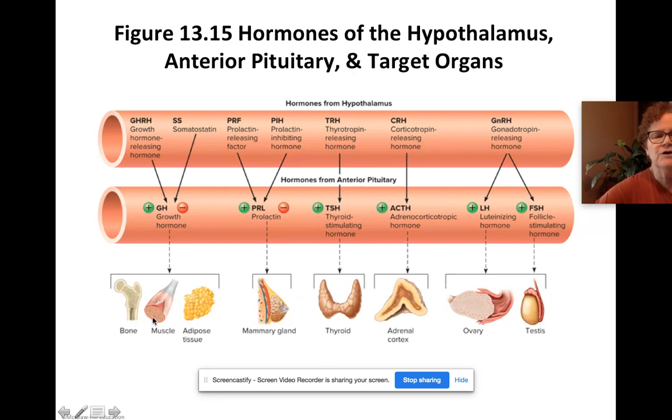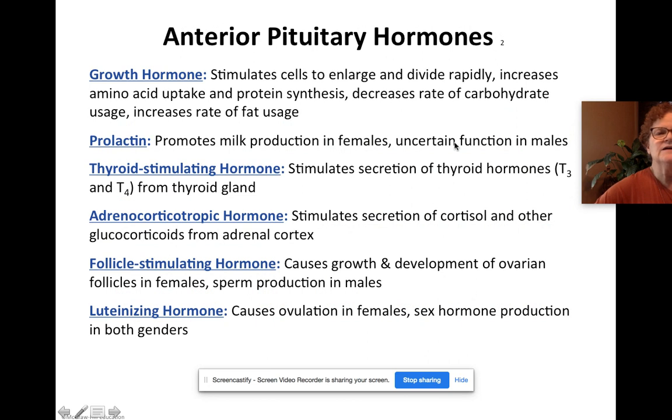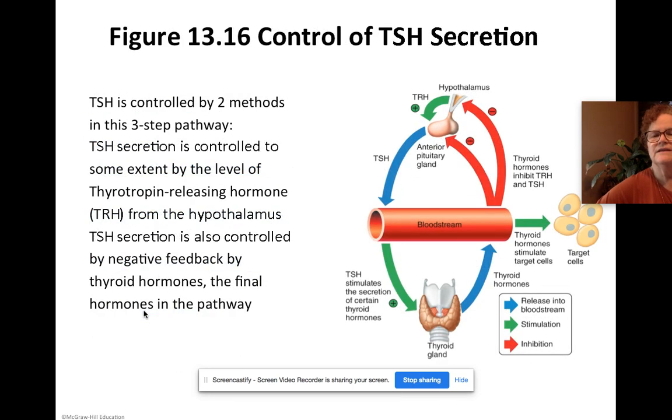So things for growth hormones here, muscles, bone, and adipose tissue. Prolactin, that's just going to be for milk production. Thyroid, adrenal cortex. Remember, this sits on top of the kidney, and then ovaries and testes. So these are definitions or summary statements of what each of these hormones are acting on, what they do, if you're confused about any of those. Okay, we're going to find that in a chart here in a minute too.